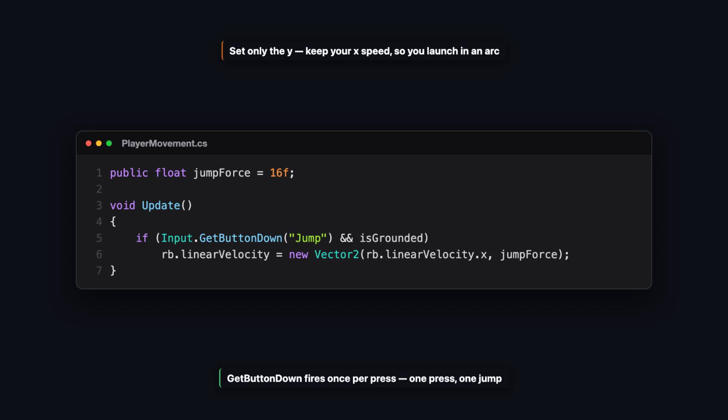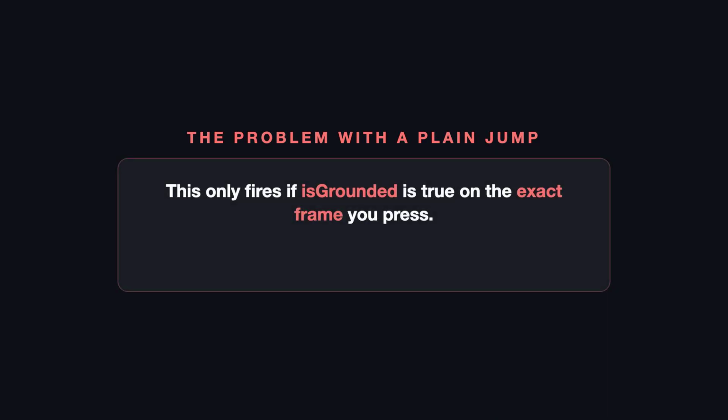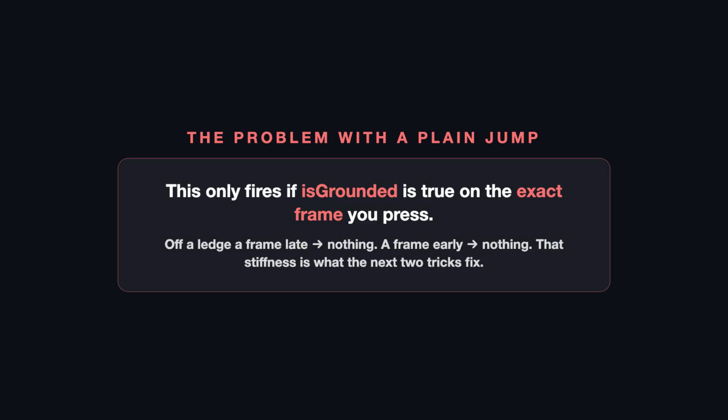Press play, and you can already run and jump around your level. But here is the problem. This jump only fires if isGrounded is true on the exact frame you press. Walk off a ledge and press a frame later, nothing. Press a frame before you land, nothing. That single frame strictness is what makes movement feel stiff. The next 2 tricks fix exactly that.